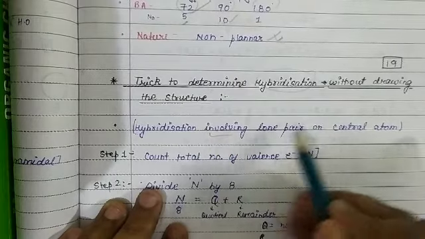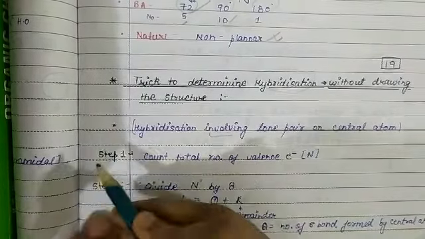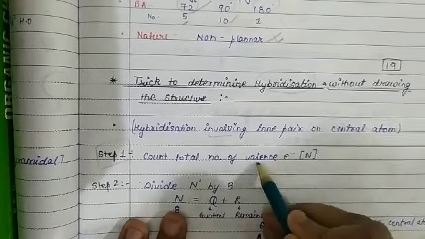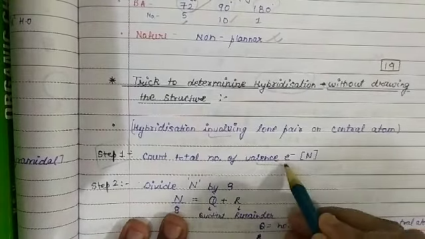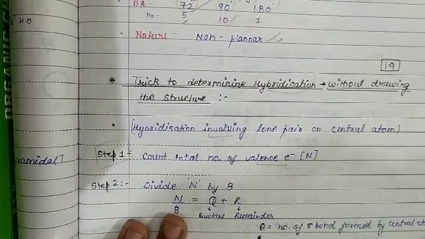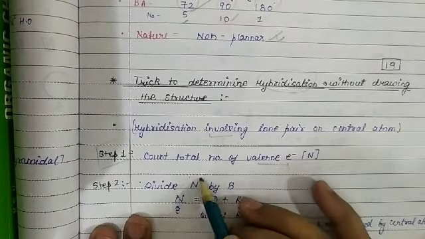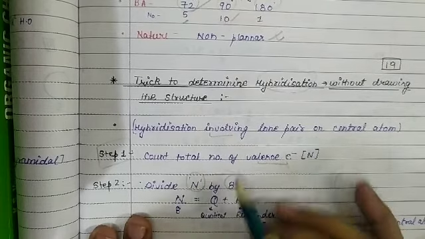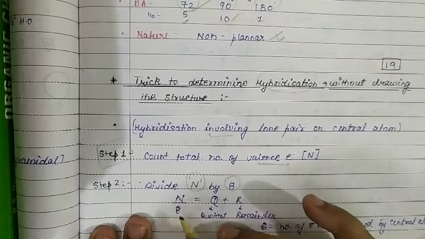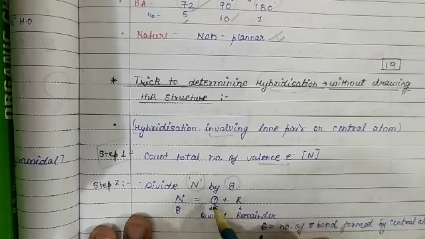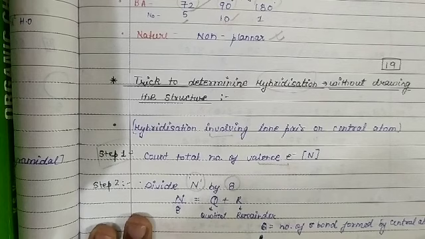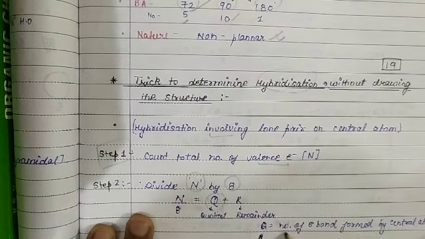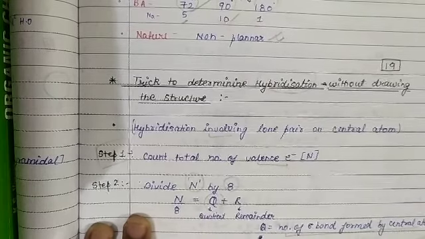For hybridization involving lone pair on the central atom, in step 1, count the total number of valence electrons. Now we will divide the total number of valence electrons, which is n, by 8. When the number of valence electrons is divided by 8, the quotient will be q and the remainder will be r. So quotient q will give the number of sigma bonds formed by the central atom.